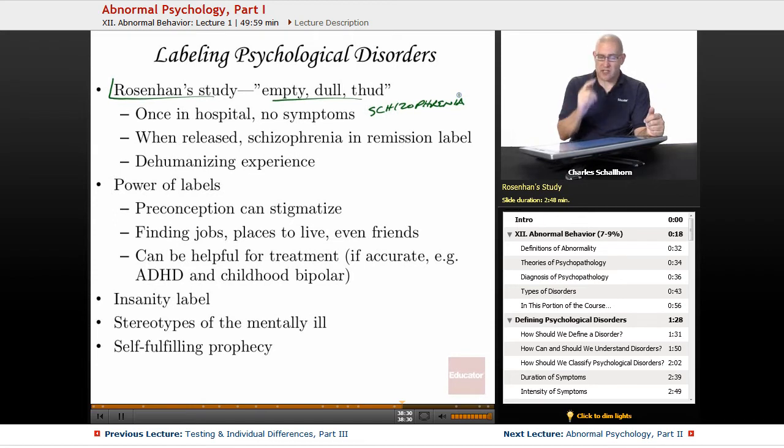And one of the things they discovered was that even though they were released and had no symptoms for 30 days, they were still diagnosed and labeled with schizophrenia in remission. It didn't mean that they were completely cured. It means that they had the diagnostic label and it would stick with them forever, was the idea. But one of the things they really got out of that was how dehumanizing an experience they had in the mental hospital.